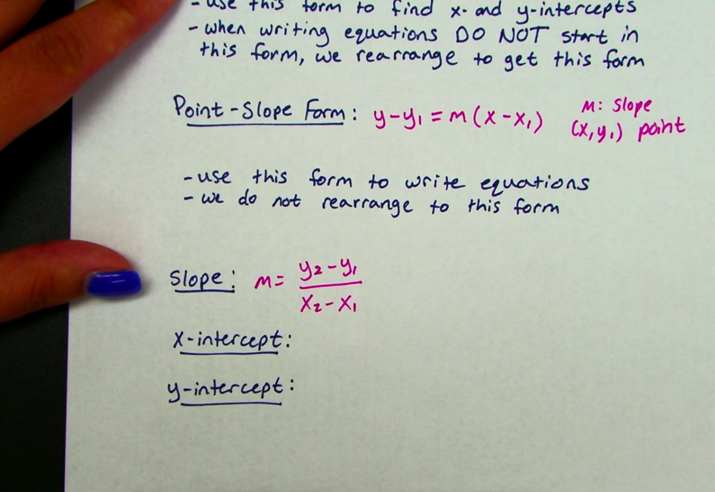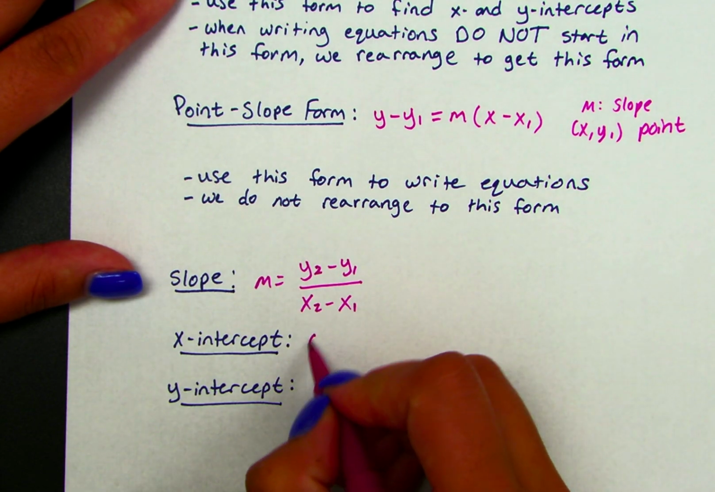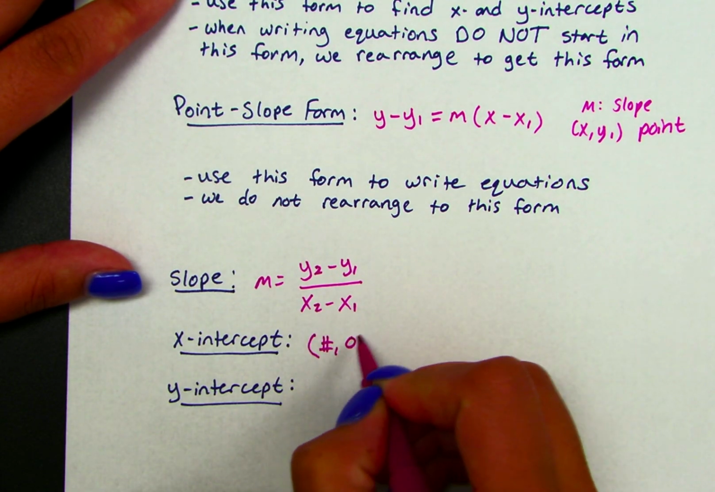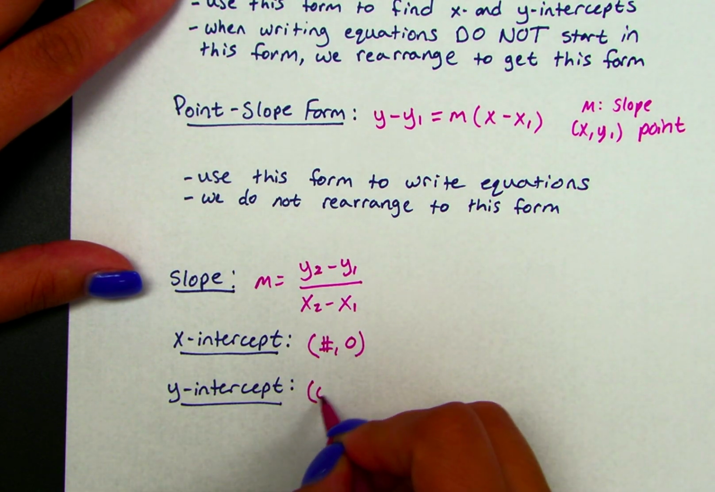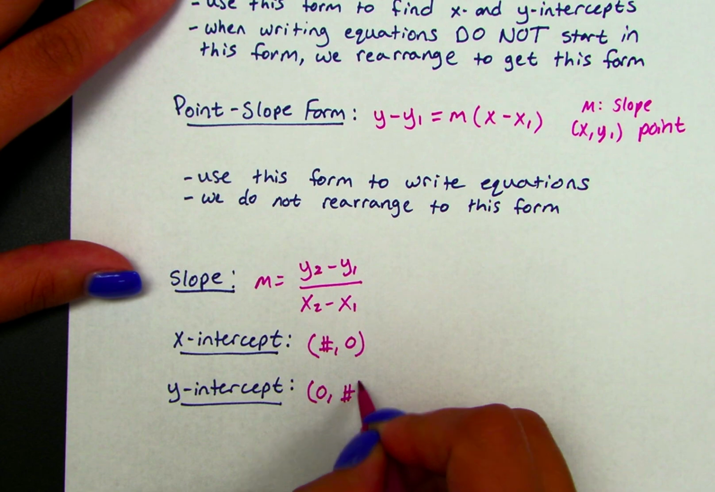And for an x-intercept, as a point, remember we're going to have some number, and then the y value is 0. And for the y-intercept, we would have 0 for the x, and wherever it's crossing the y-axis for the y.